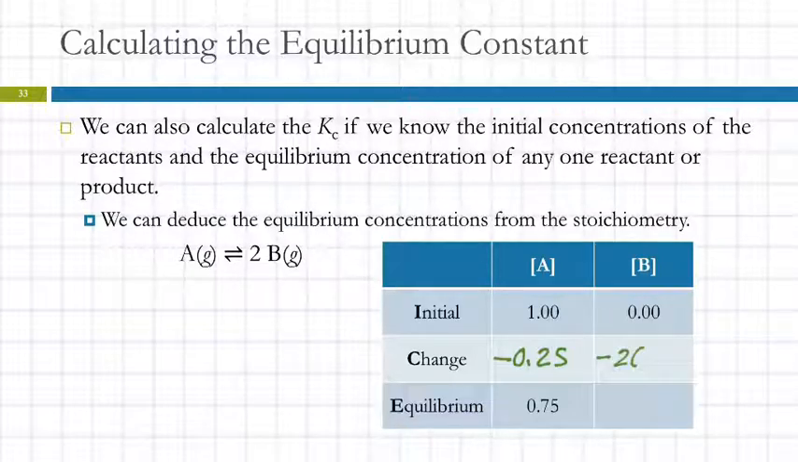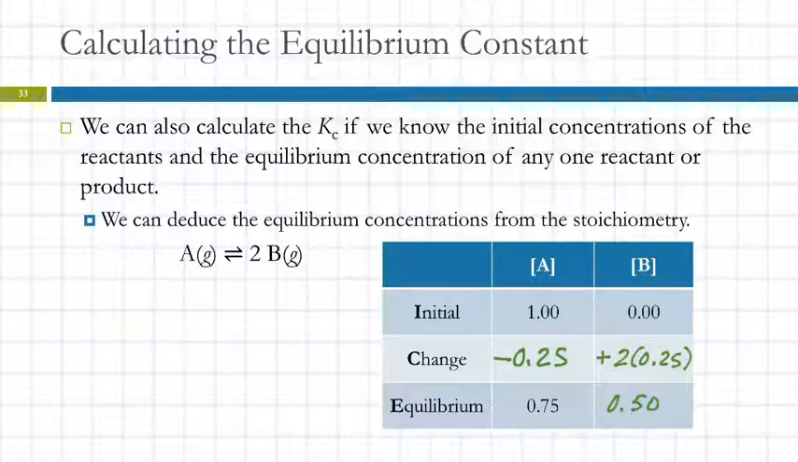So this is, well, we could do it this way. This is minus 2 times 0.25. I'm sorry, plus. It's a plus, yes. Plus 2 times 0.25. And this 2 is from the coefficient. So if we started at 0 and we gained 2 times 0.25, that means I've got 0.50 molar B at equilibrium.